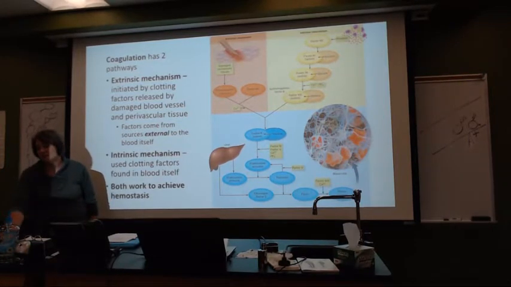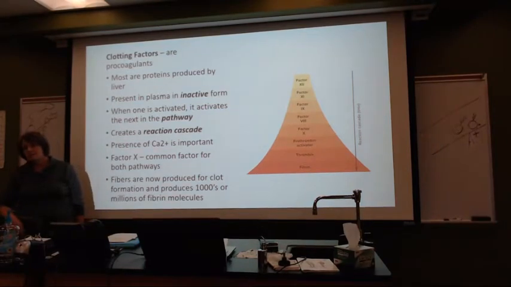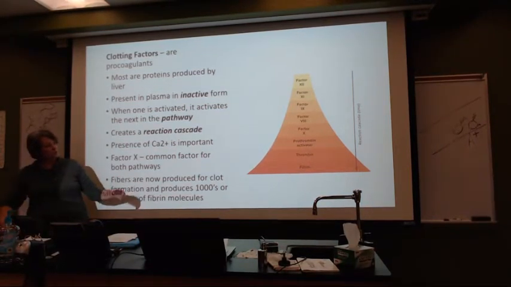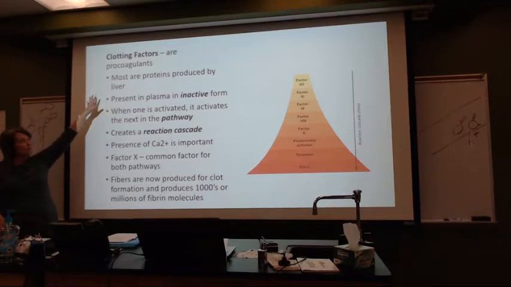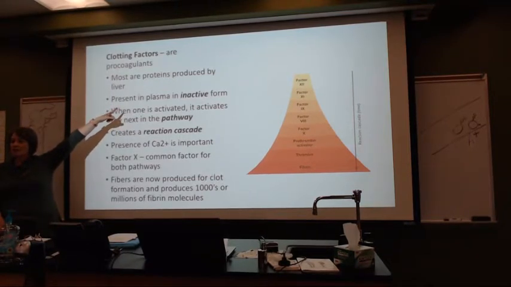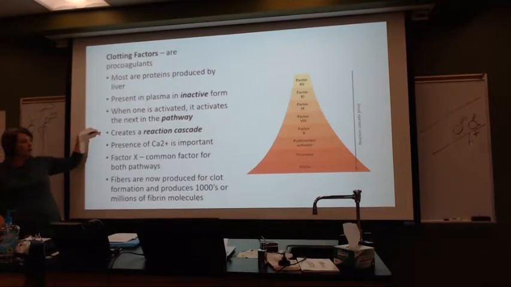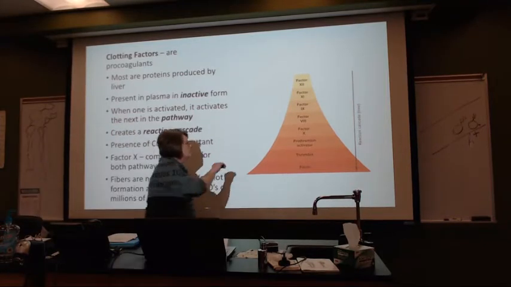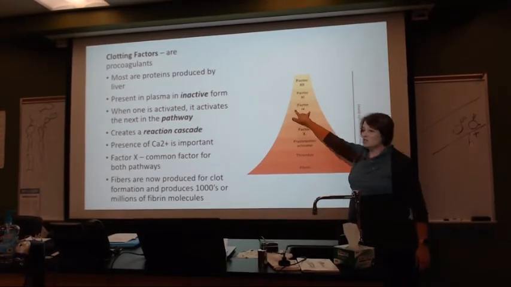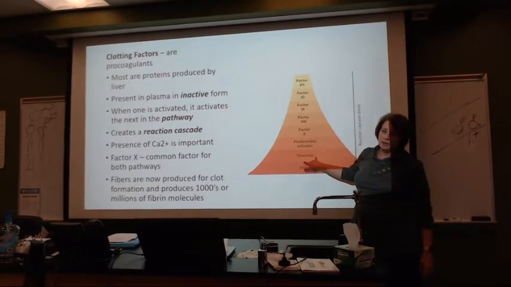I mean, think about it. If somebody is hurt, they really need to heal. So here's the cool thing. Once we begin to get these factors in motion, these little proteins, a lot of them produced by the liver, they fly around in the plasma in their inactive form, meaning they're present, but they have to wait till they get activated. Once one gets activated, it begins to set off this pathway.